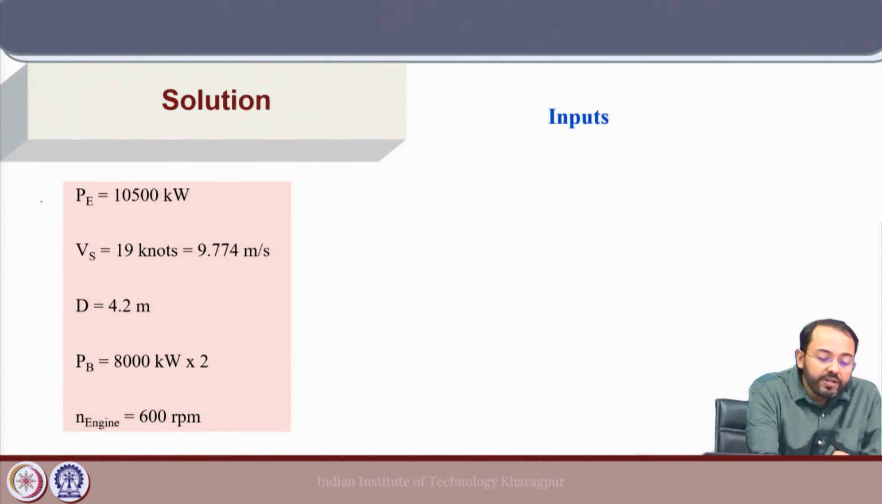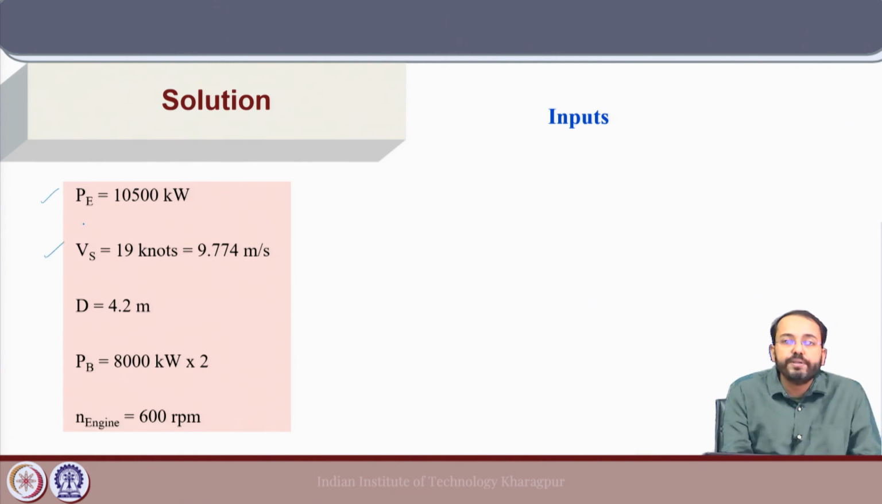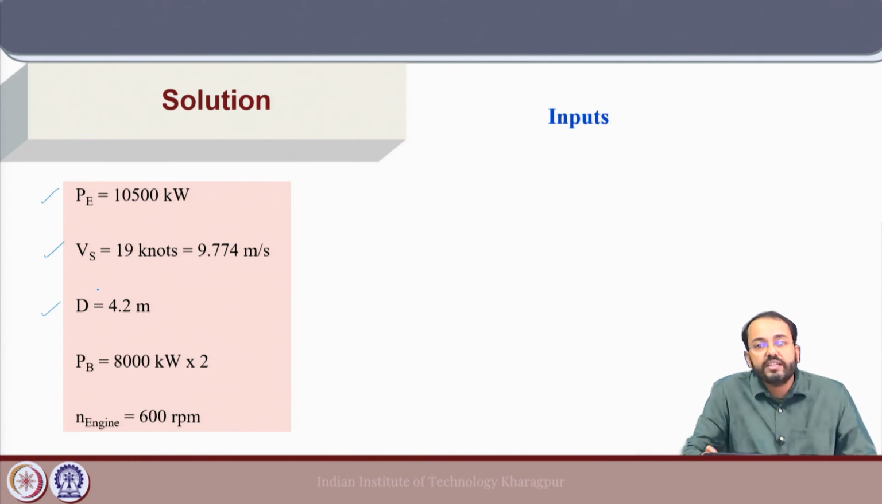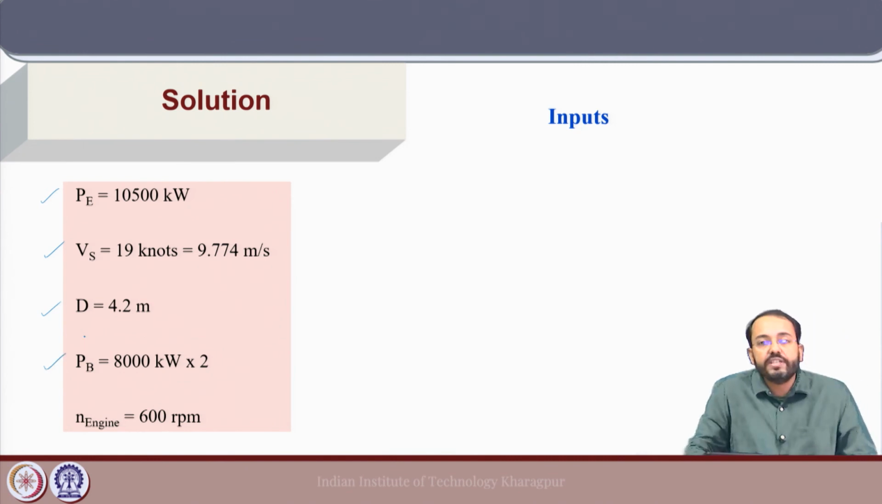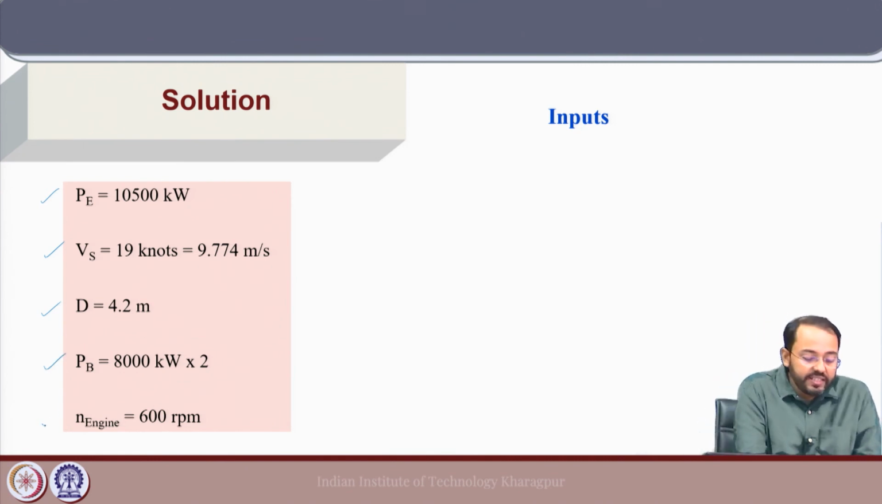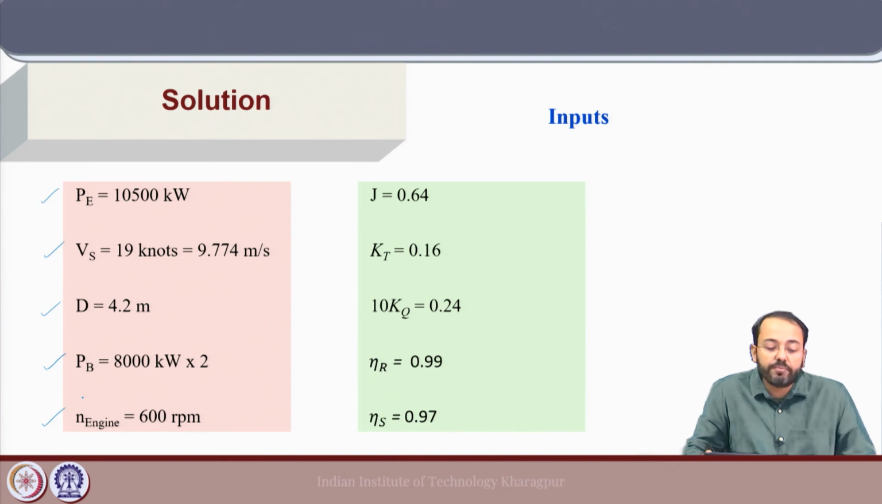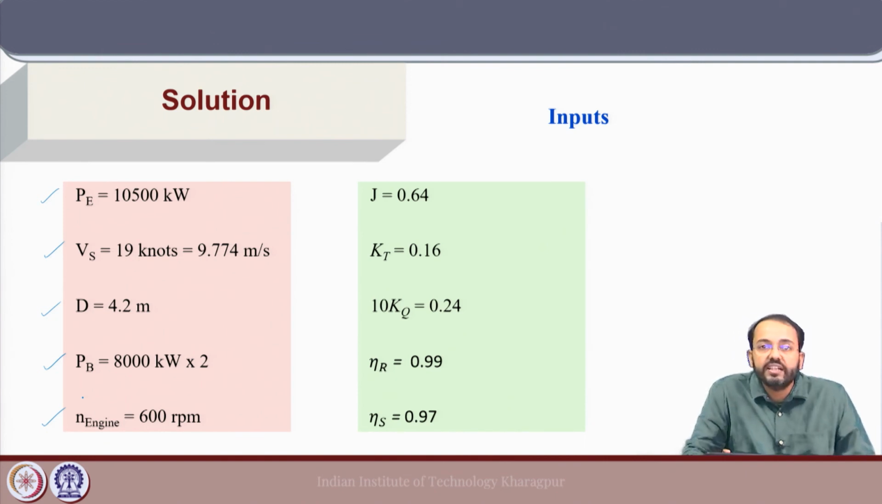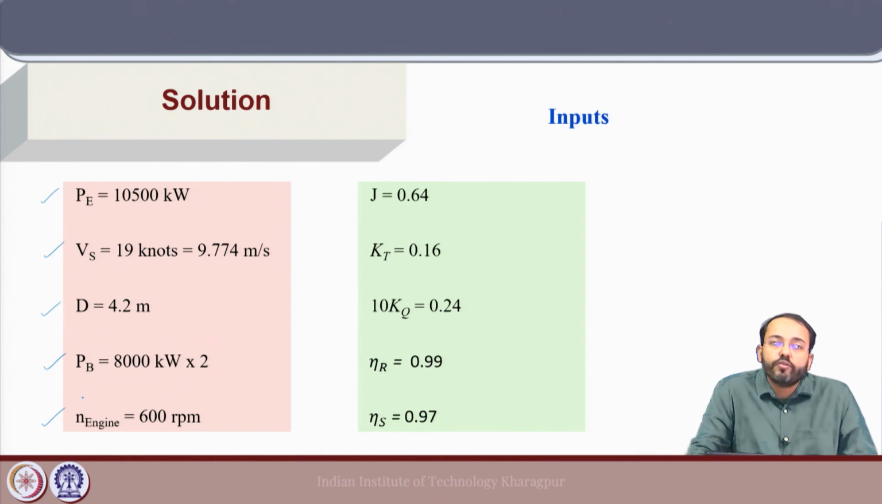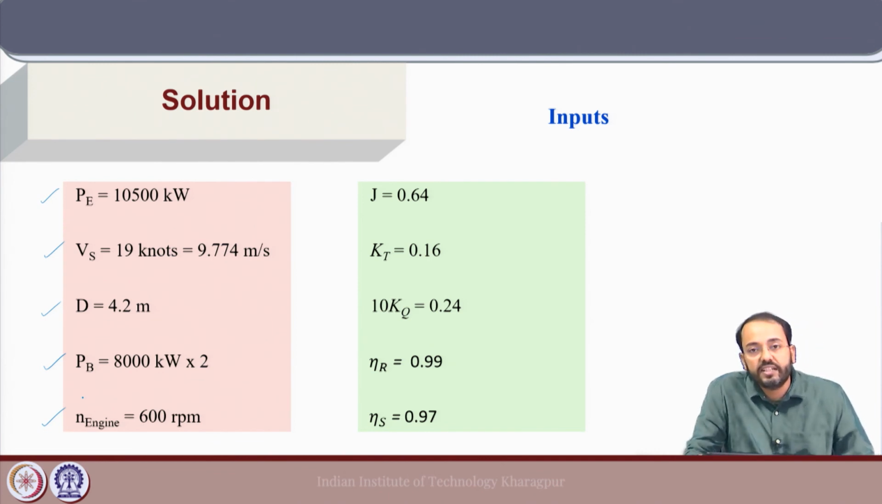The effective power, the design speed, the diameter of each propeller for the twin screw ship, the brake power of each engine, and the engine RPM. And on the propeller side, for the given advance coefficient, the thrust and torque coefficients are provided, and the relative rotative efficiency and shafting efficiency are given.